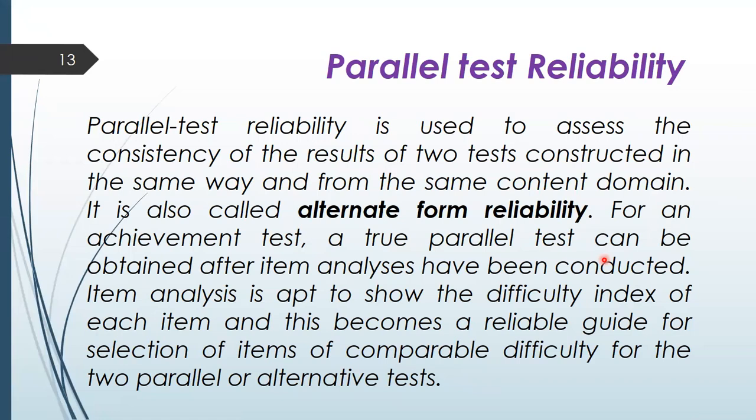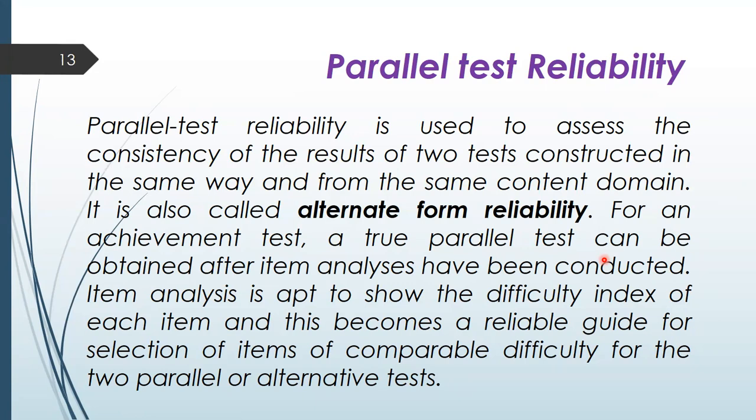For an achievement test, for instance, a true parallel test can be obtained after item analysis has been conducted. And item analysis, for instance, is checking for the degree of difficulty, the distractor index, and the discriminatory index. But let's just focus on the difficulty index. When you know the difficulty index, it allows you to select questions of the same difficulty across the board. And that will allow you to have two sets of questions of parallel difficulty, of almost the same difficulty. That is for an achievement test or aptitude test anyway.